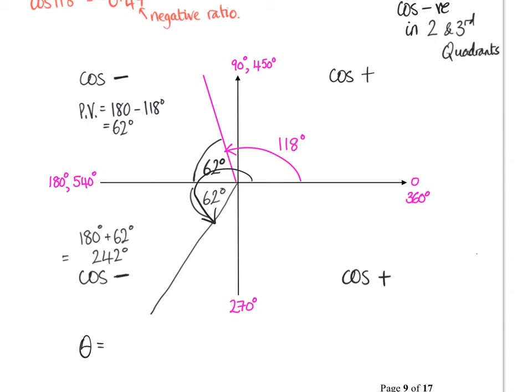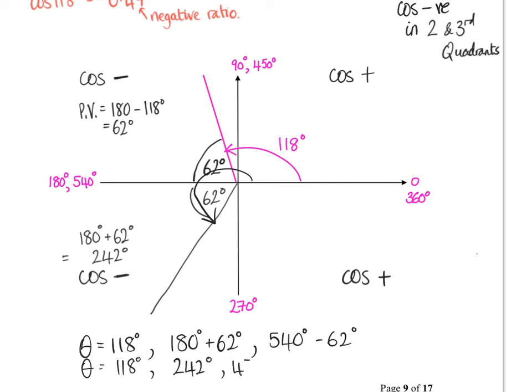So how would we work out the angles from the graph? Well, we've got theta is our original one, which is 118 degrees. Then the next one we can work out as 180 plus the 62 degrees. Then the next one would be 540 minus the 62 degrees. So the three that we could get was 118 degrees, 242 degrees and 478 degrees. If you do the cos of 118 degrees, it's going to be the same as the cos of 242 degrees, which is also the same ratio as 478 degrees. And it should all work out as 0.47. You give that a go on your calculator and see how it works.